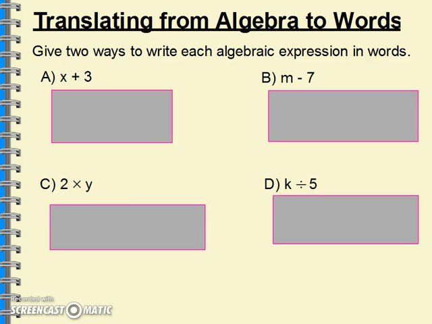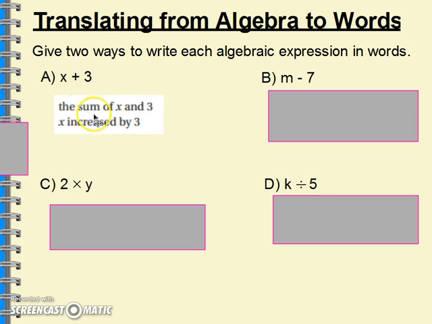Let's practice translating from algebra to words. We're going to give two ways to write each algebraic expression in words. Let's look at this first one together. x plus 3. Well, the two examples we might see are the sum of x and 3, or you might see x increased by 3. Take a minute to pause the video and attempt to solve B, C, and D.